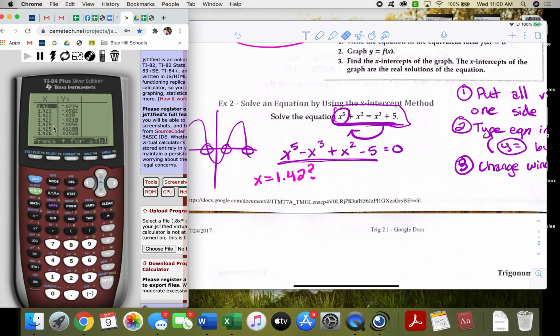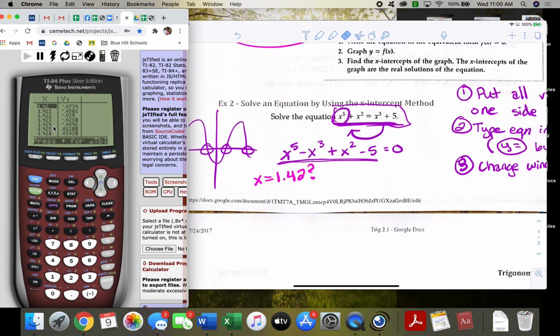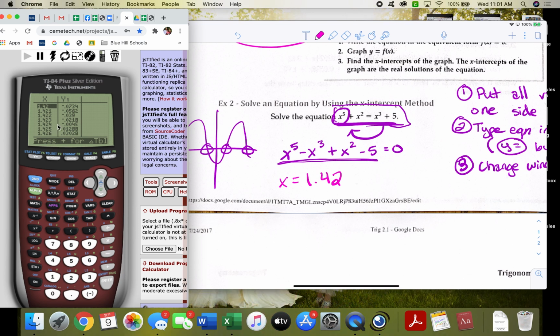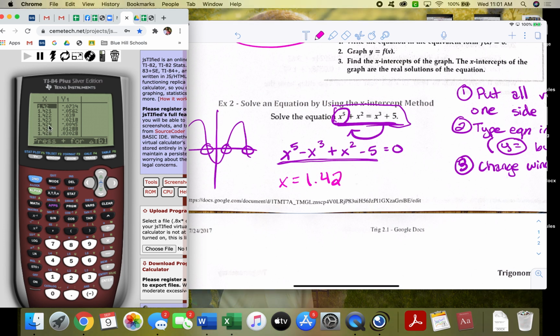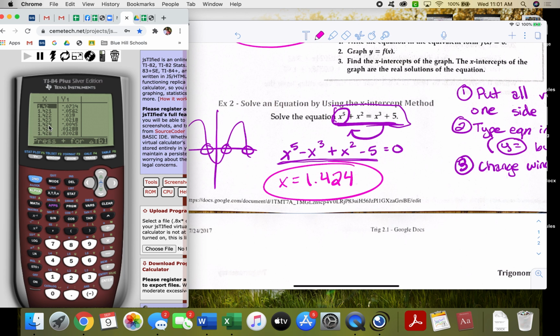So if I want to get even closer than 1.42, what would be the closest value? Which one's closer? Is negative 0.0045 closer to 0 or is 0.0128 closer to 0? The negative one, because it's closer to 0, right? More decimal places means it's closer to 0. So if I want to get even closer, it's actually 1.424, right? If I want to go 3 decimal places, this 1.424 will be closer because this guy's closer to 0 than that one.